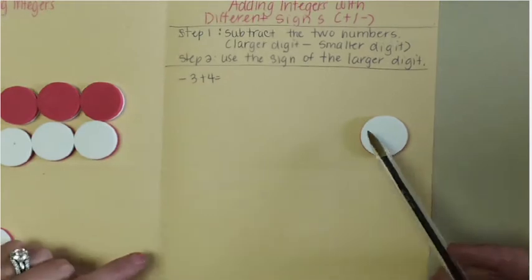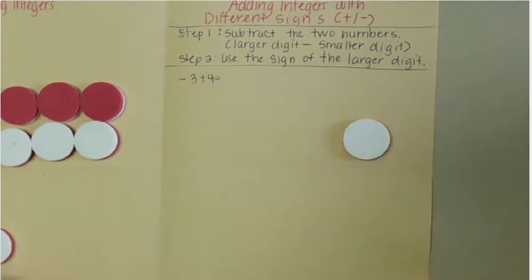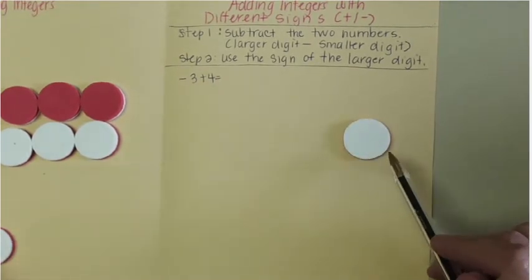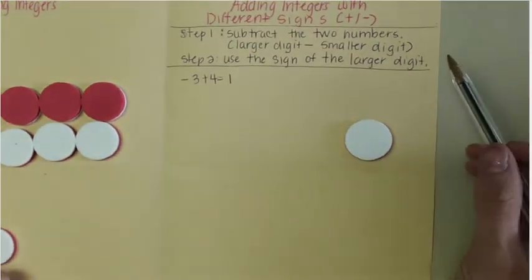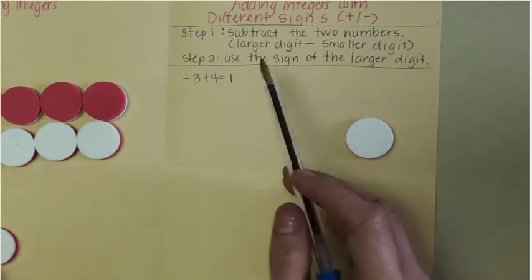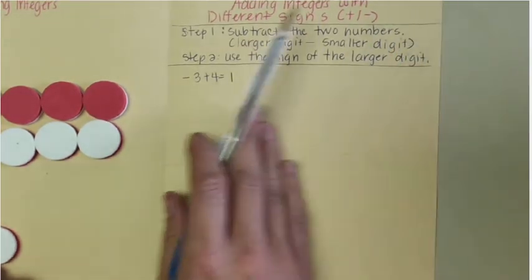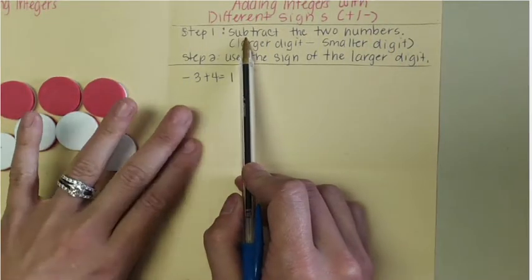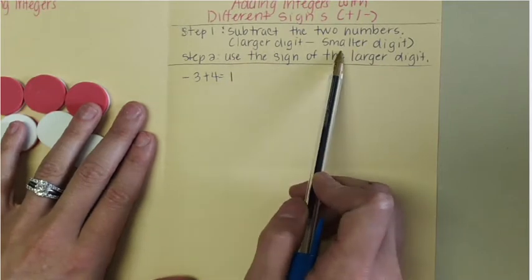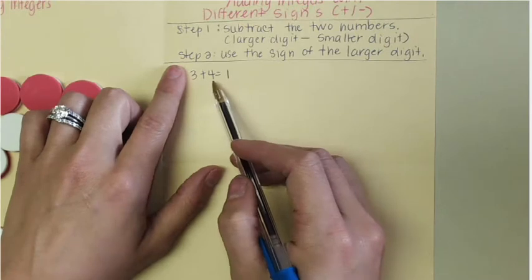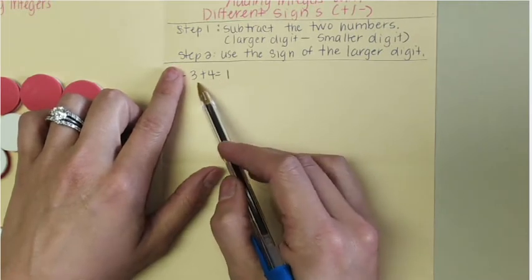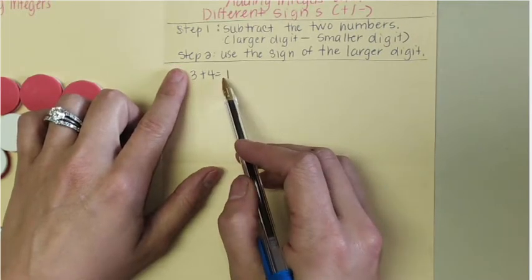So we can push that aside, and we are left with 1 white. Well, what does 1 white mean? It means 1 positive. Okay, now let's go back and look at our steps if we were to do it without the counters. So first step said subtract the two numbers, the larger digit minus the smaller digit. So ignoring negatives and positives, the 4 is larger. So if you do 4 minus 3, you get 1.